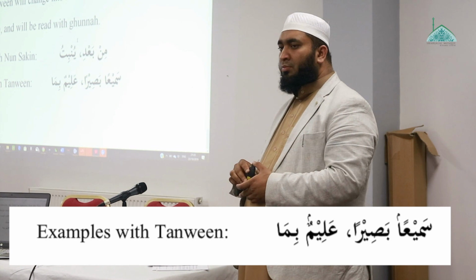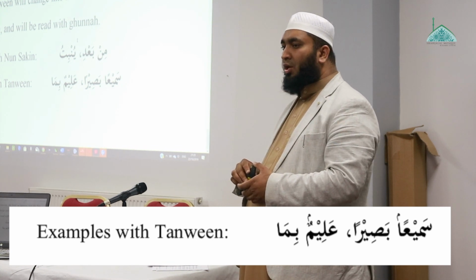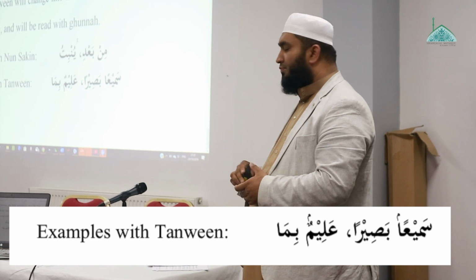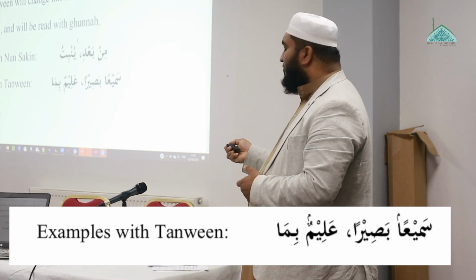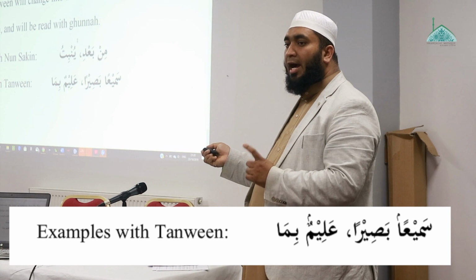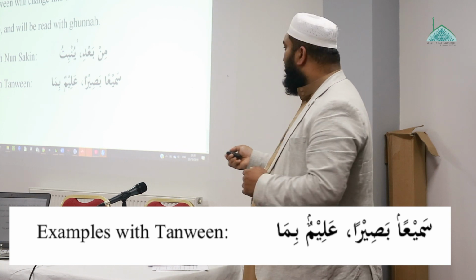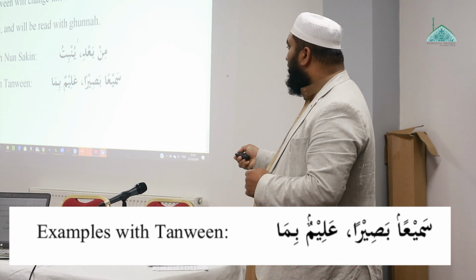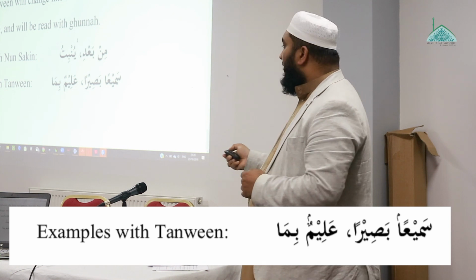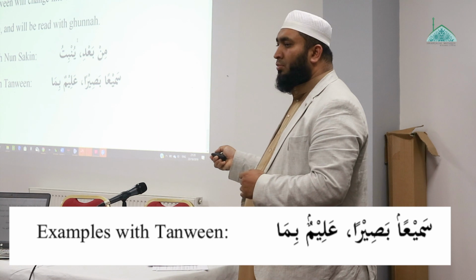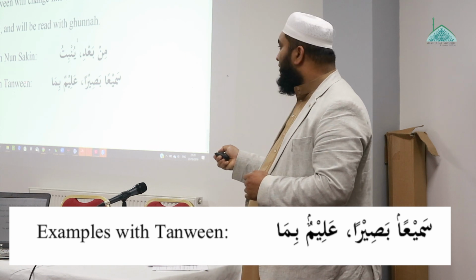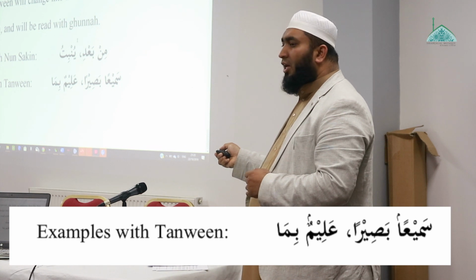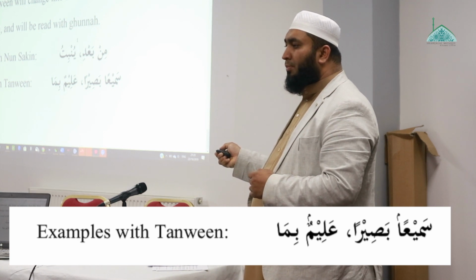Sami'an basira. So instead of Sami'an, we are saying Sami'am, with mim. Then again here Alimun, with a pesh on the mim, it was Alimun, but we'll say Alimum bima.